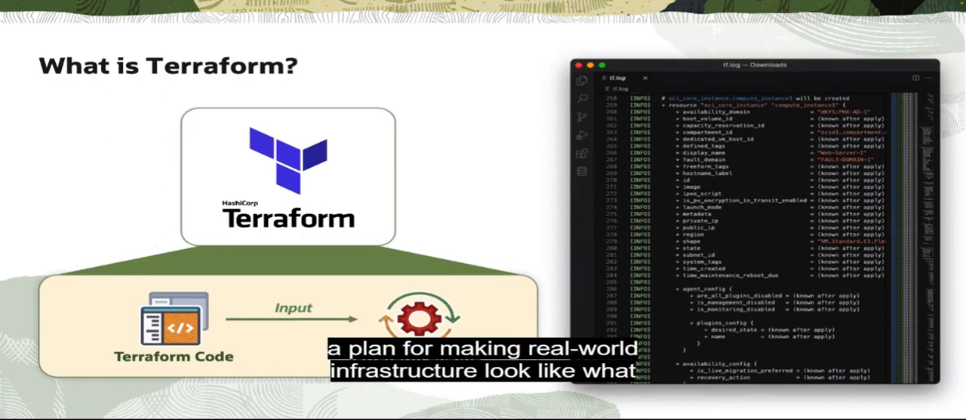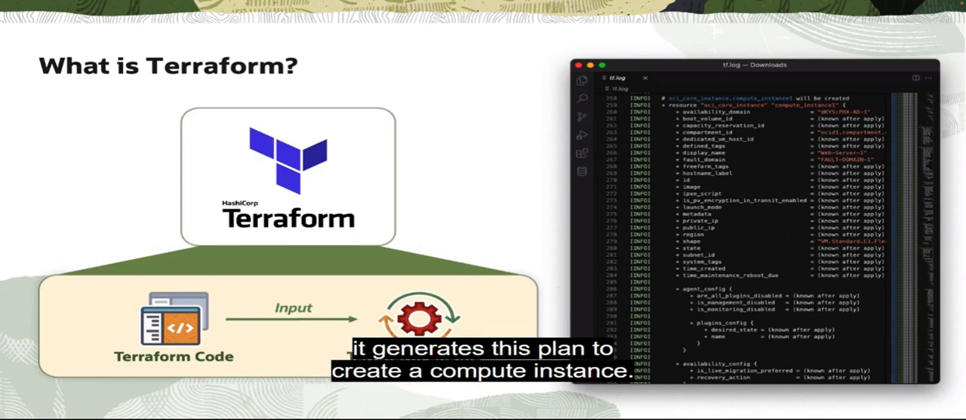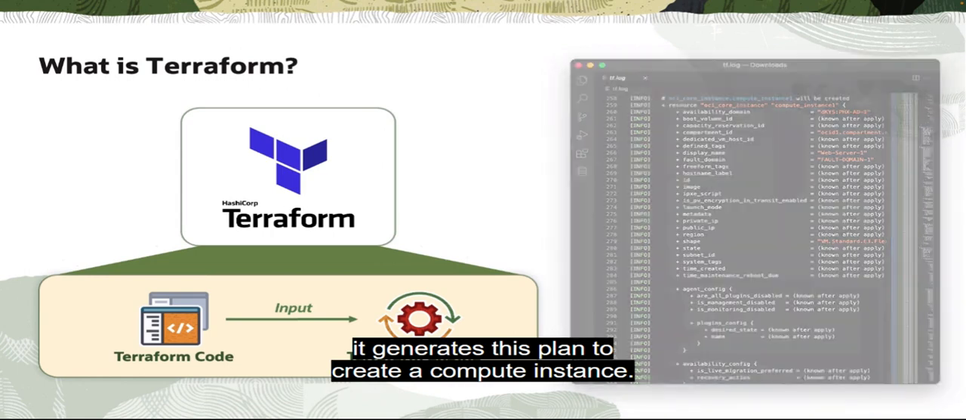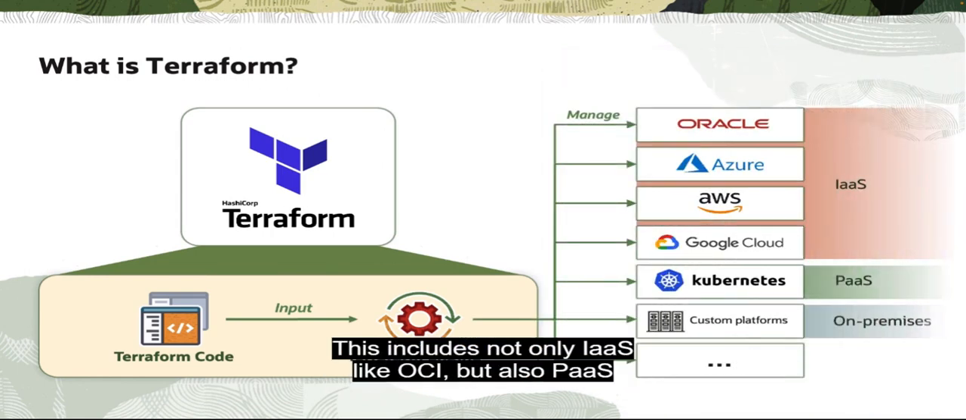The second main part of Terraform is an engine that uses Terraform configurations to create a plan for making real-world infrastructure look like what is specified in the code. Again, don't worry about the details, but for example, if we give Terraform the config from before, it generates this plan to create a compute instance. It can then take this plan and convert it into API calls to any infrastructure provider. This includes not only IaaS like OCI, but also PaaS like Kubernetes and custom on-premise solutions.